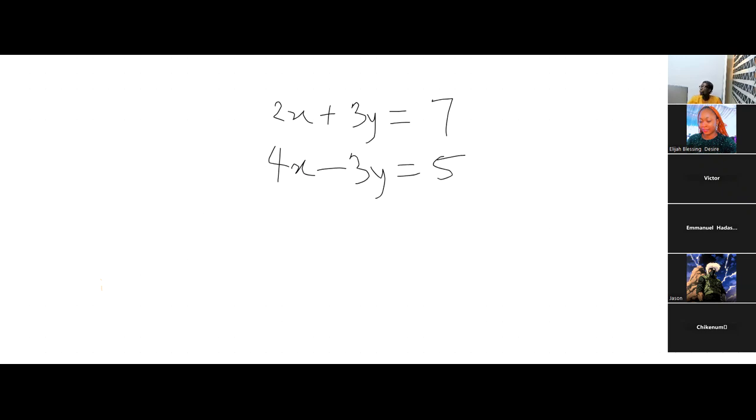Now, I'm giving you this equation to solve. Look at this equation: 2x plus 3y is equal to 7 and 4x minus 3y is equal to 5. All of you, I want you to try to solve this problem graphically.